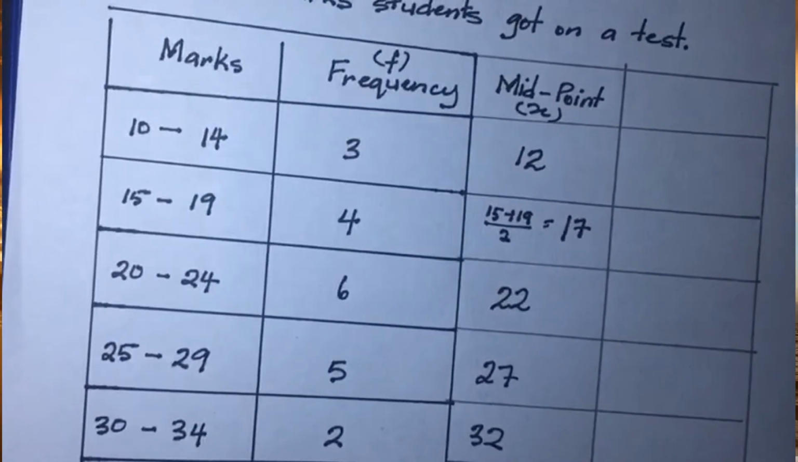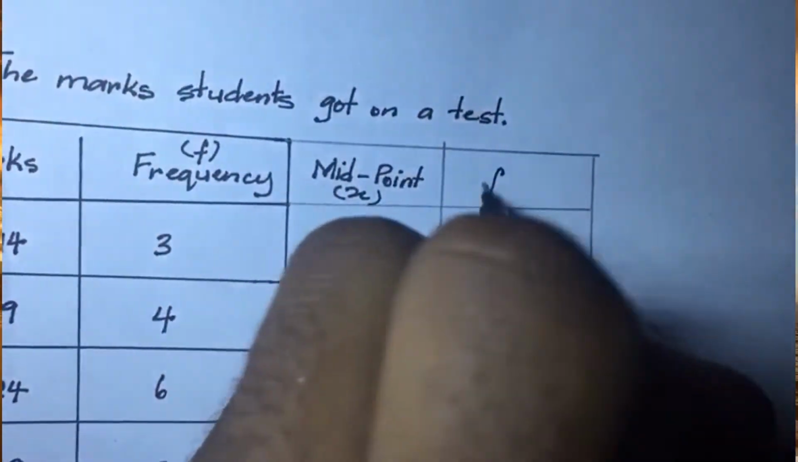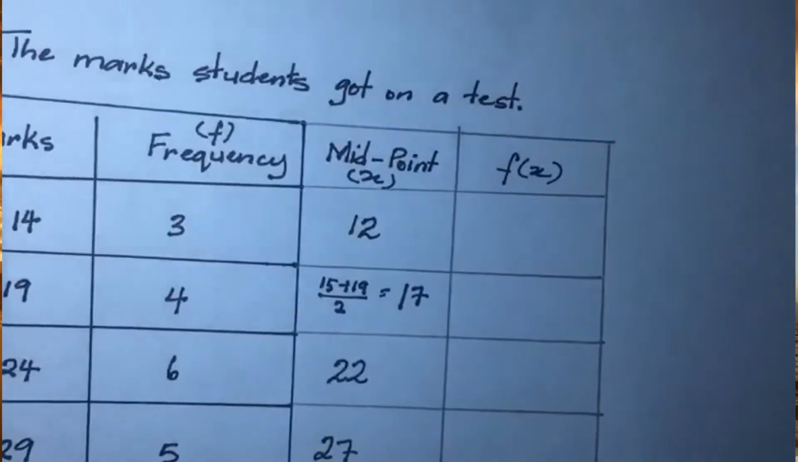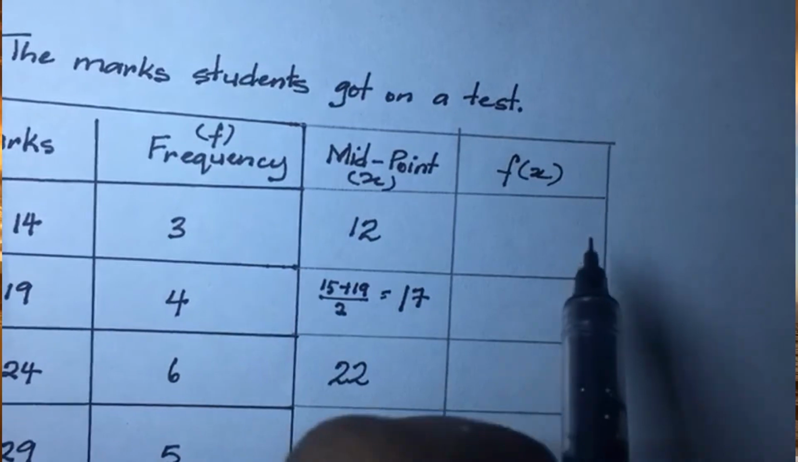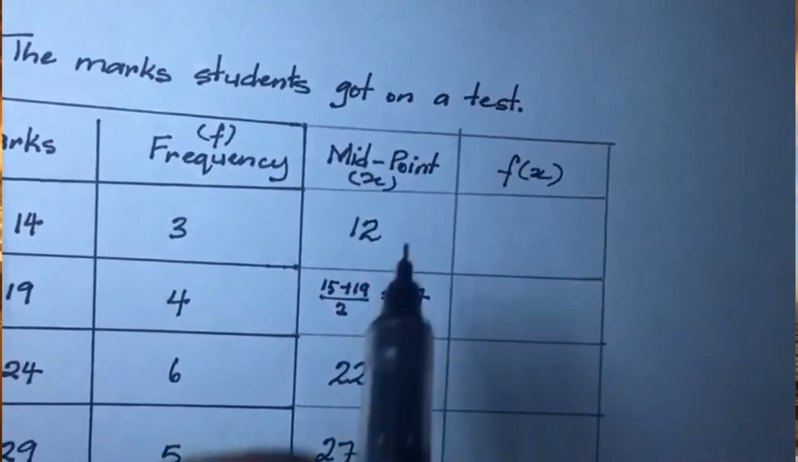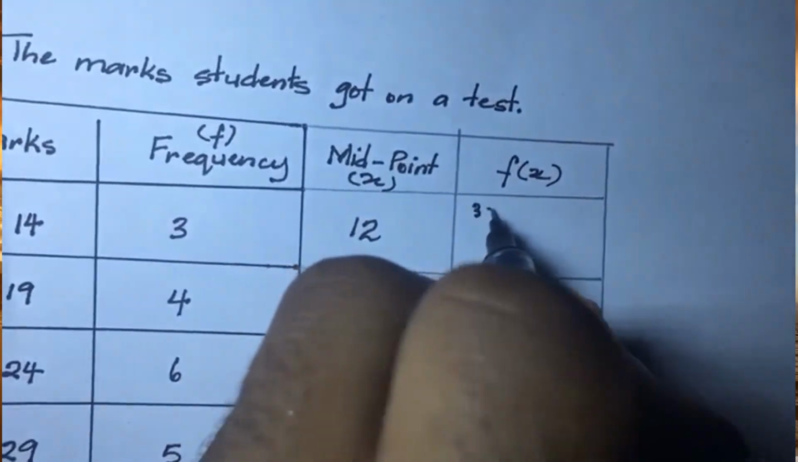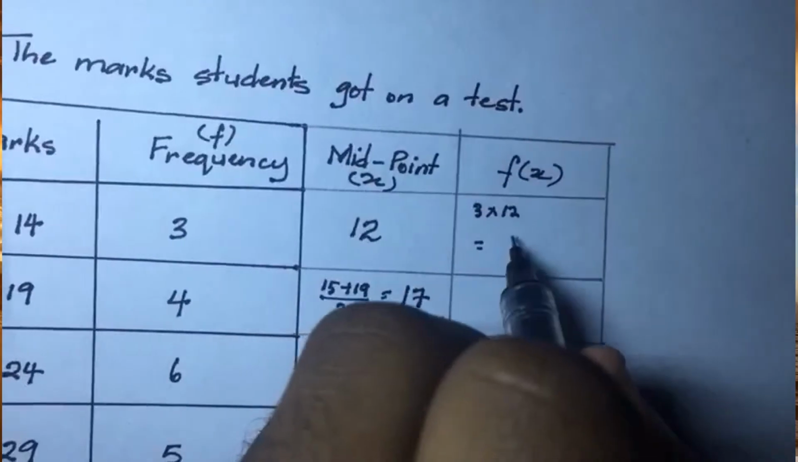So let me show you now. I'm putting my f x column right up here. So f x really means f times x, the frequency times the midpoint. In this first row, my frequency is 3 and my midpoint is 12. So my f x is going to be 3 times 12, and that should give me 36.